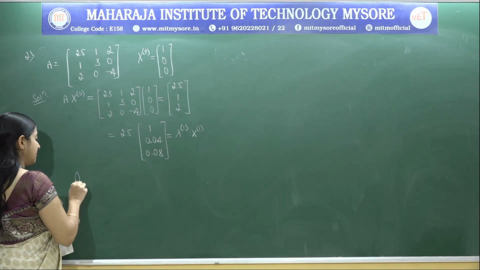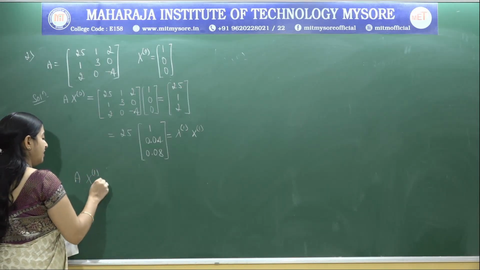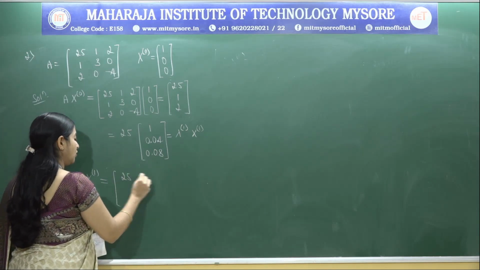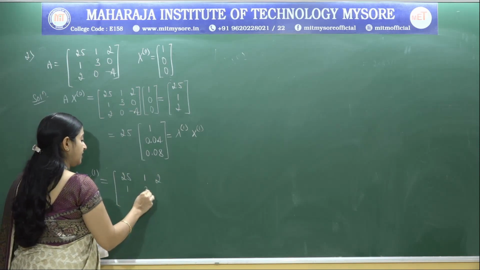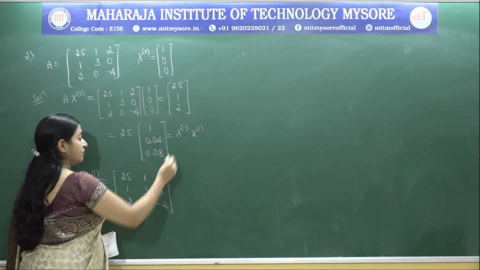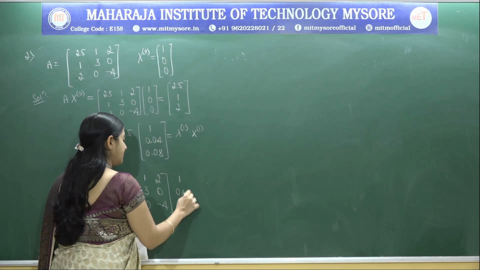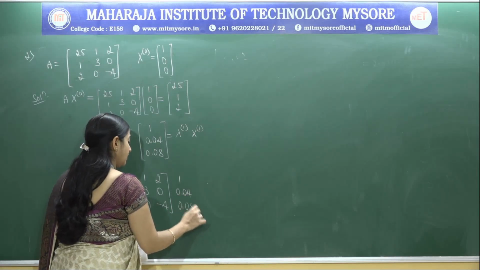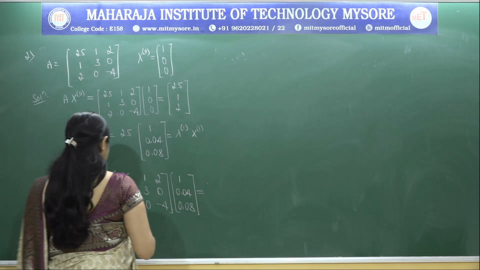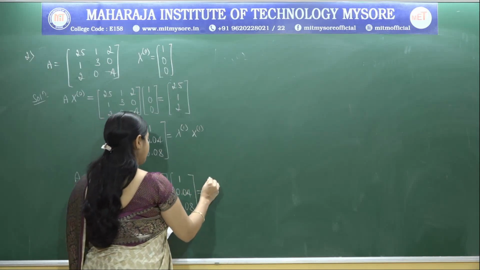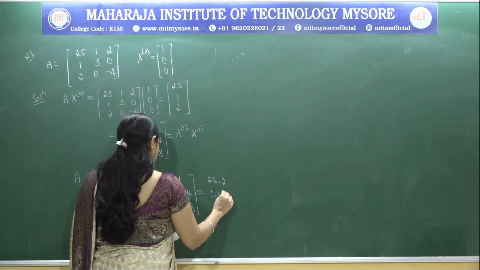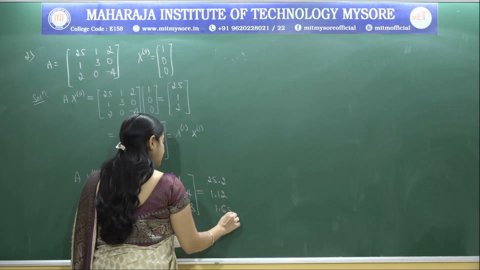Next, again take the matrix multiplication of A and x with first iteration. So it is [25 1 2; 1 3 0; 2 0 -4] with the column matrix 1, 0.04, 0.08. Calculate this, you will get the first one 25.2, it is 1.12, then 1.68.